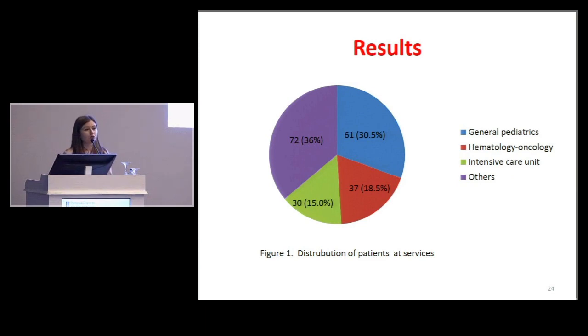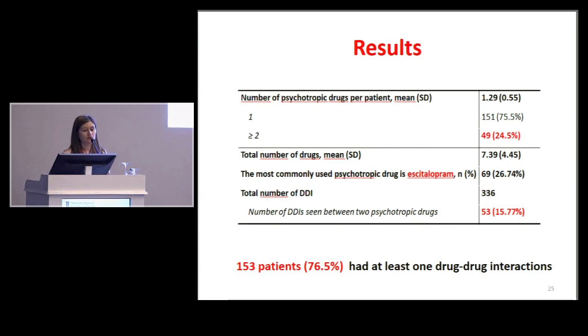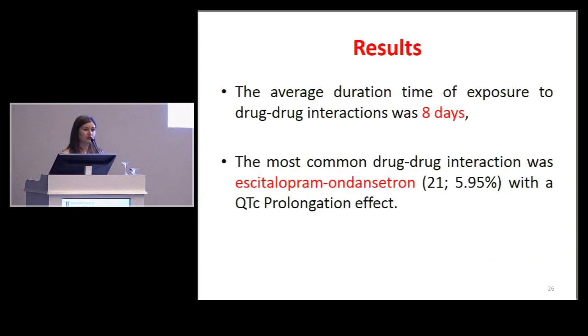When we look at the breakdown of the results: general pediatrics, hematology, intensive care units, and others. The average number of psychotropic drugs per patient was 1.29, with 151 patients using only one drug, and the remaining were using 2 or more psychotropic drugs. The average total number of drugs was 7.39, and the most commonly used psychotropic drug was escitalopram. 336 drug-drug interactions were found, and the number of DDIs seen between 2 psychotropic drugs was around 15%.